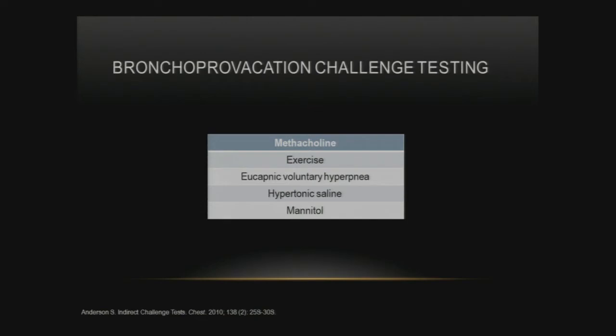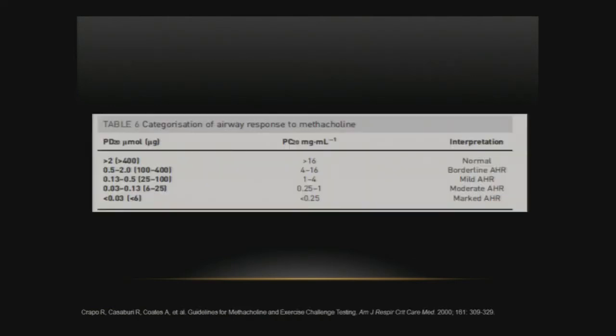It's called eucapnic voluntary hyperpnea, which is another way to simulate exercise-induced asthma, where you have a patient breathe in deeply and quickly to a certain goal minute ventilation and do spirometry before and after the maneuver, and that's supposed to simulate exercise-induced asthma. Hypertonic saline and mannitol can also be used as bronchoprovocation challenge testing as well. Now, all of these things are not as widely used as obviously methacholine, and I'll talk a little bit more now about methacholine challenge testing and how we do it in the pulmonary function lab.